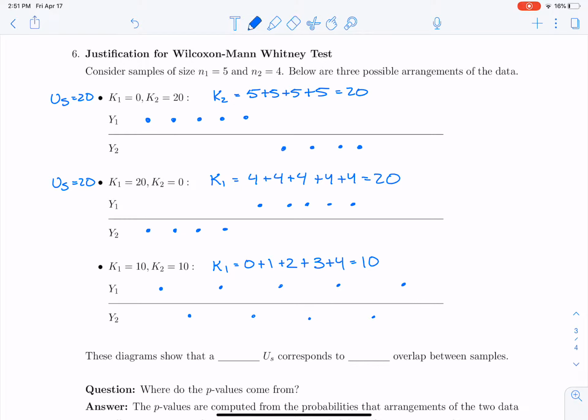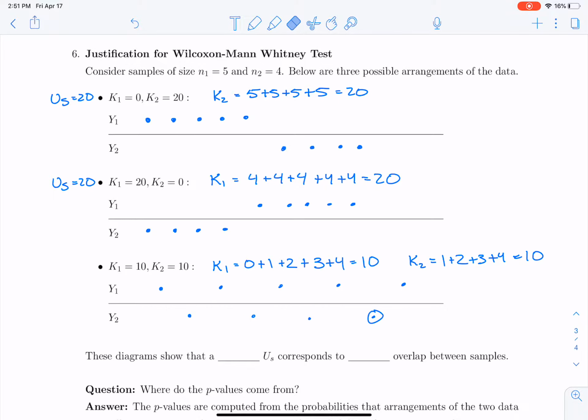Okay, and then if I play the same game with the second group, then how many samples are below that one? 1. How many below that one? 2. How many below that one? 3. How many below that one? 4. And then you would get 10.